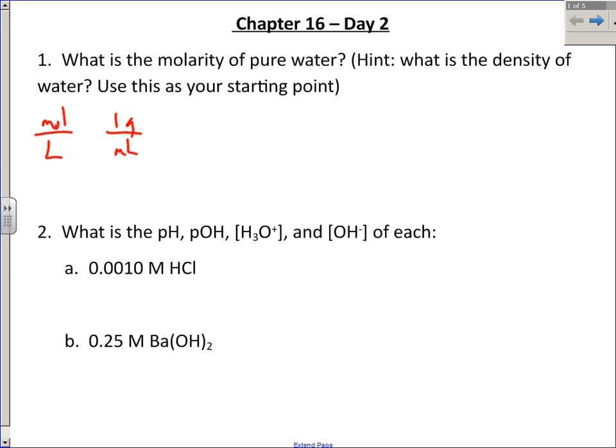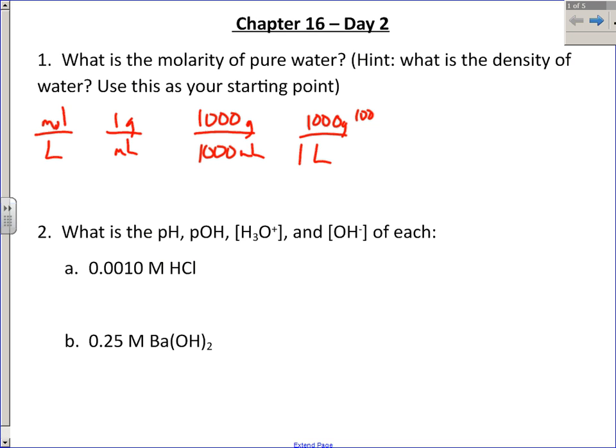So what we really need to do here is convert that thing on top to moles and the thing on bottom, that unit, to liters. So if we've got 1 gram per milliliter, that would be 1,000 grams for every 1,000 milliliters, which is literally then 1,000 grams per liter. So all we really have left here is to find out, and that'd be 1 liter, in 1,000 grams, how many moles do we have?